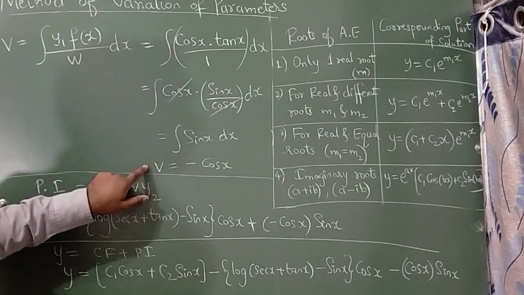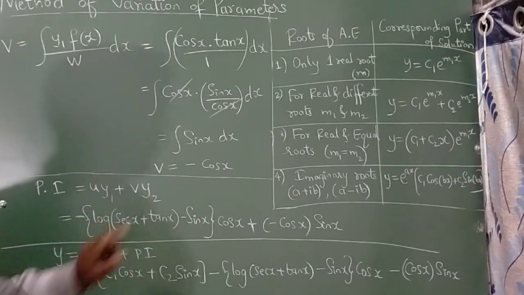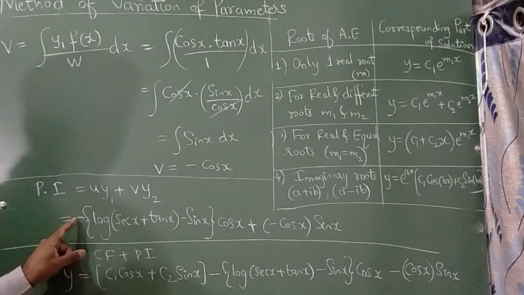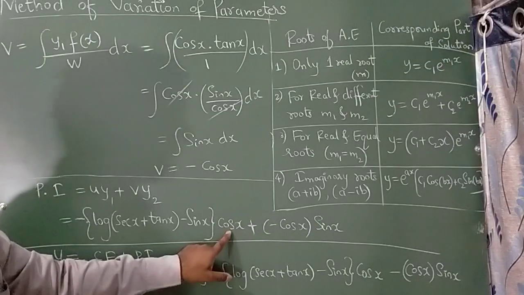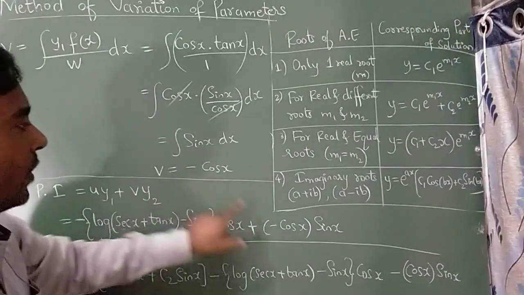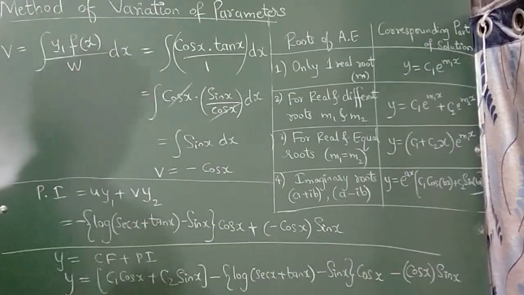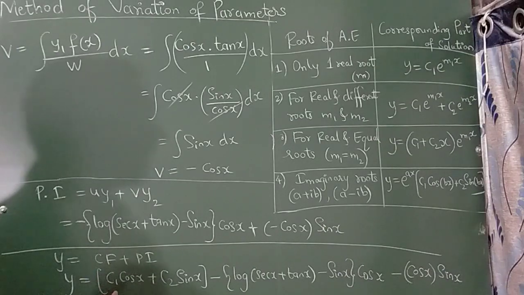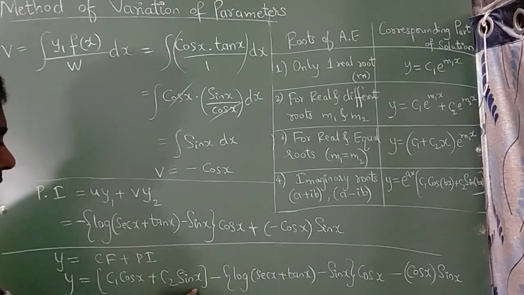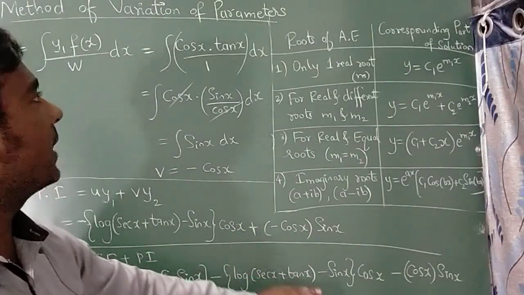V. Fine. Now Pi is equal to, the formula is u y1 plus v y2. Now u we have already found out: it is minus log of secant x plus tan x minus sin x, times the y1 value cos x, plus v, which we just got as minus cos x, times the value of y2, which is sin x. Now you should substitute in the solution. Y is equal to Cf plus Pi. Cf we have already found out: C1 cos x plus C2 sin x, plus the Pi value we just got. So write it here. This completes your entire first question.